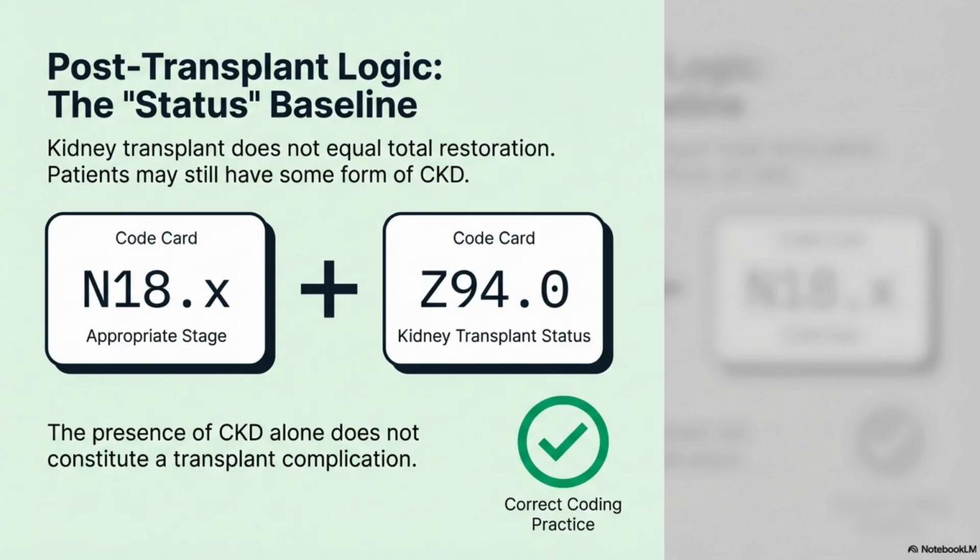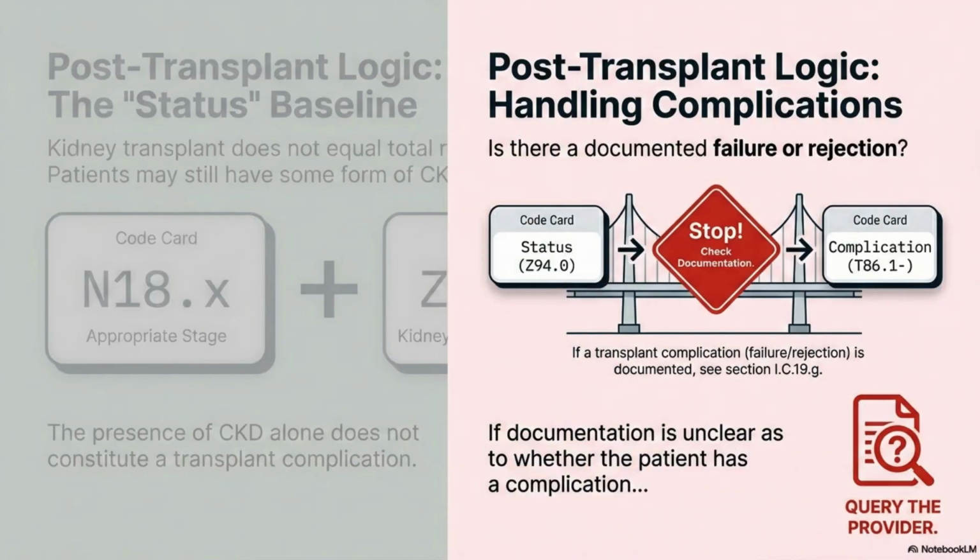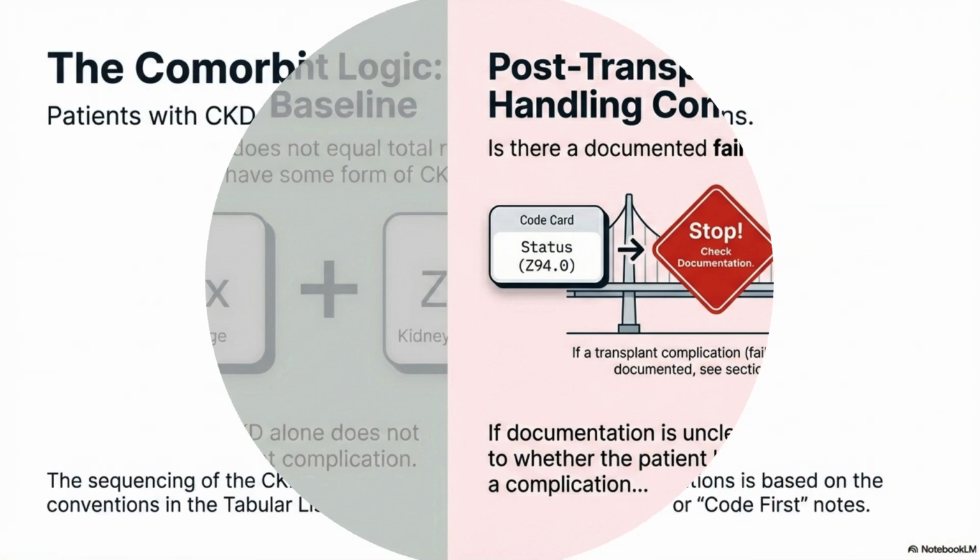And here's the important part: the presence of CKD alone does not mean there is a transplant complication. To code a transplant complication, the provider must clearly document failure, rejection, or another complication of the transplanted kidney. If the documentation is unclear, meaning you're not sure whether the patient is experiencing a complication, the correct action is to query the provider. Never assume a complication based on labs or symptoms alone.